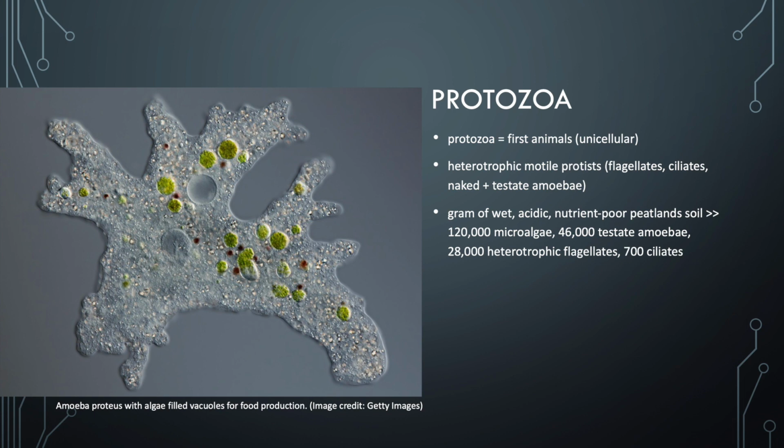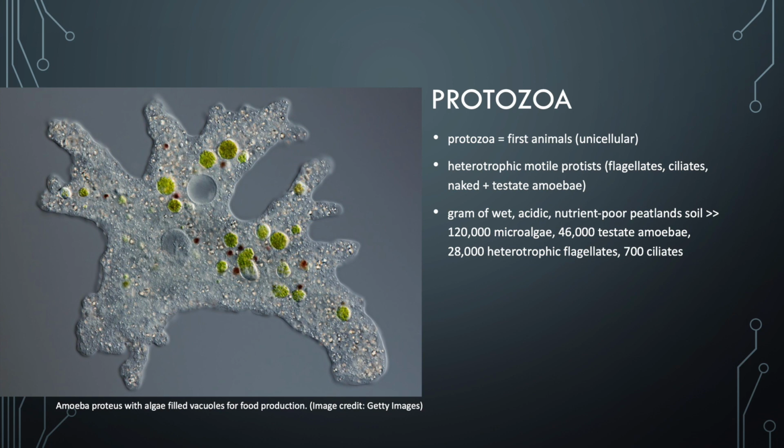An interesting fact is that a gram of wet, acidic, nutrient-poor peatland soil can contain 120,000 microalgae, and these are classed as protists, but they photosynthesize. 46,000 testate amoebae, and we'll get into these guys, but these are amoebae with little shells. 28,000 heterotrophic flagellates, and that's one type of protozoa that has these little propellers on them called flagella that allows them to move. And heterotrophic means that it's not photosynthetic, so it eats complex organic compounds just like we do. So we're heterotrophs as well.